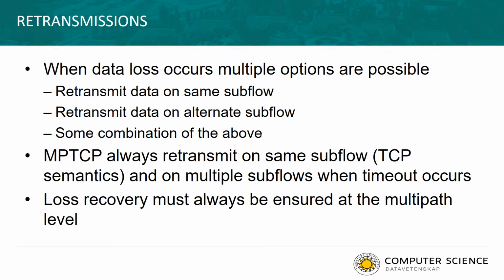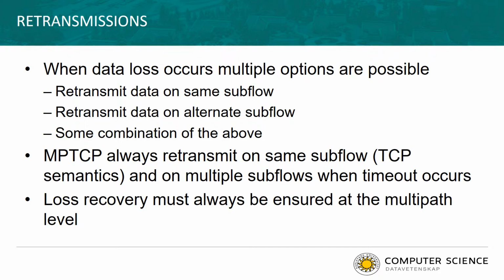So if we now have a sequence number space, then we can identify our data. And if data is lost, then we will have to retransmit this data. And here we also have multiple options available if we are operating in a multipath context. So we may, for instance, choose to retransmit the data on the same subflow where the original packet was sent. We could also choose to retransmit our data on an alternate subflow, thinking that maybe it's better to pick another subflow that is more reliable.